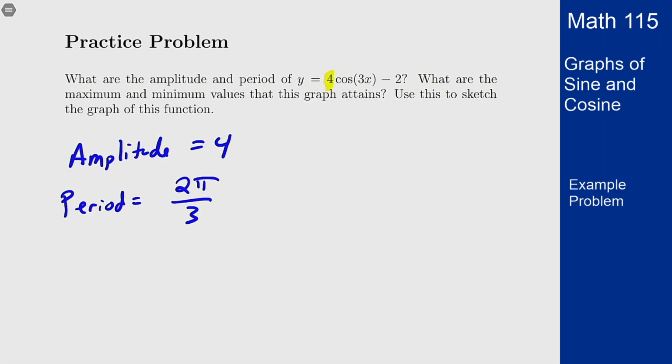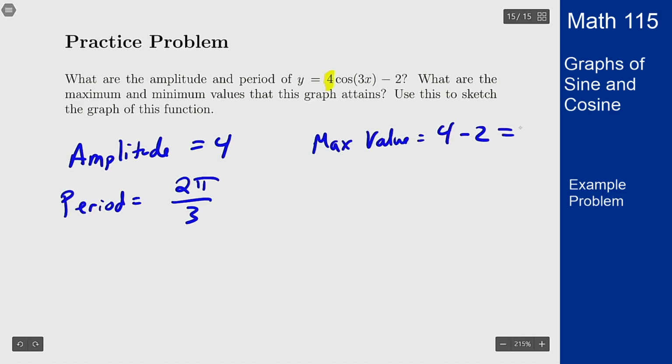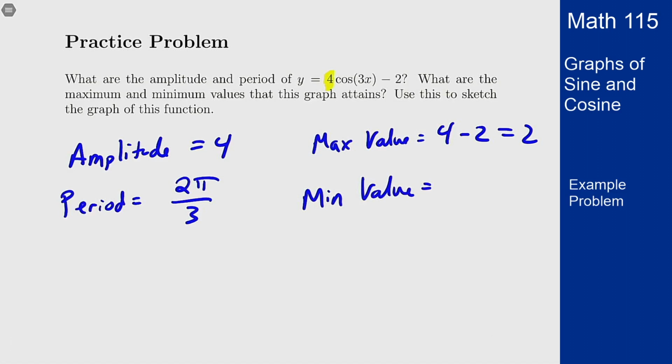Now the maximum value is achieved when the cosine function equals 1. So the maximum value will be 4 minus that 2 for the shift, or 2. And the minimum value happens when the cosine is negative 1, so that's minus 4 minus 2, which is negative 6. So now we can try to sketch the graph.